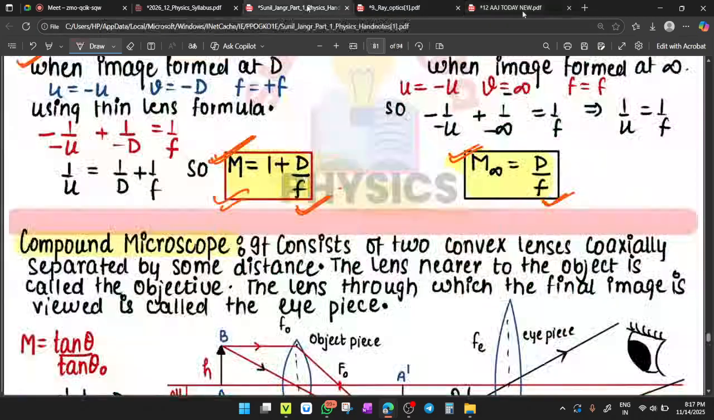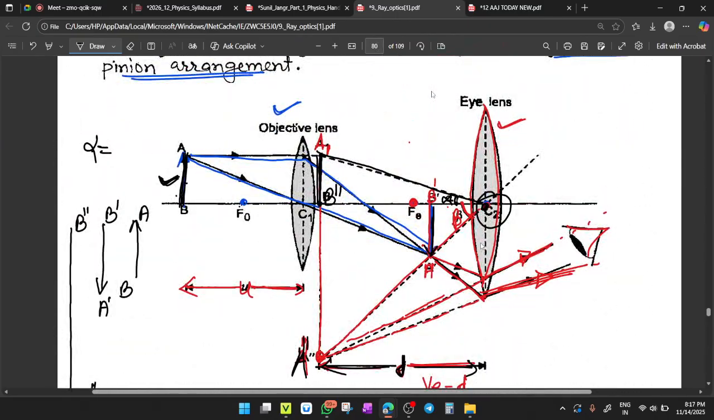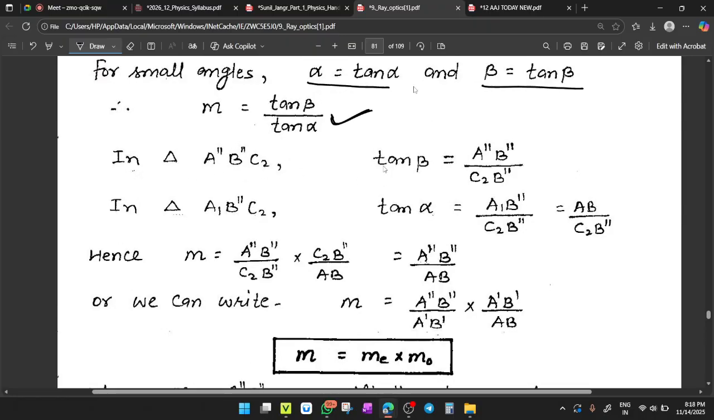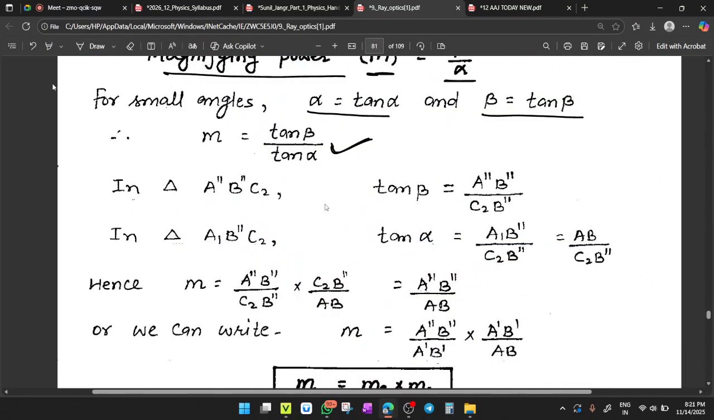Okay, students, any problem related to beta and alpha? Beta is clear. Where is beta? This is beta, the angle made by the image. Where is alpha? This one, the smaller one, is alpha. Clear or not? The upper one, this angle, is equal to alpha. So you have to place m equals beta upon alpha. Now, as the angles are small, alpha becomes tan alpha and beta becomes tan beta. So it is equal to tan beta upon tan alpha. Now see the diagram. First you have to make the diagram, then after that I will talk about the values of it. So students, tan beta upon tan alpha. Now check what is tan beta.